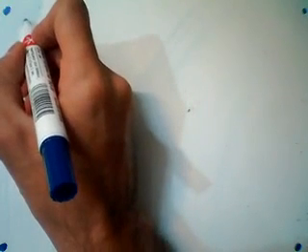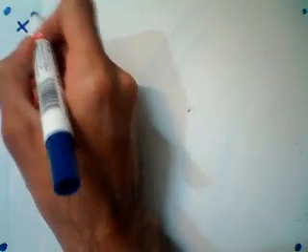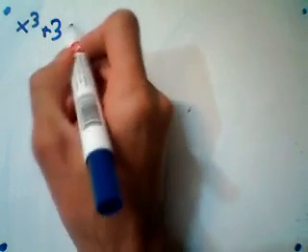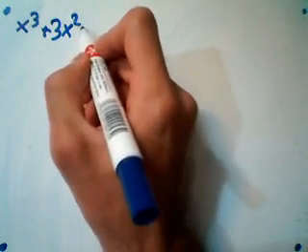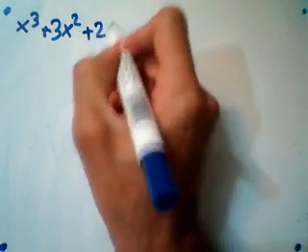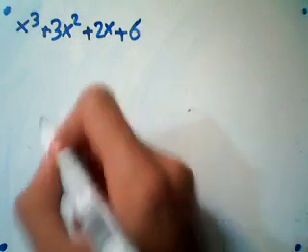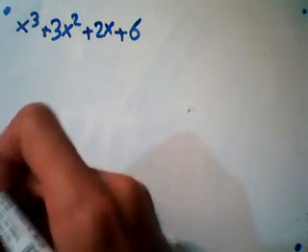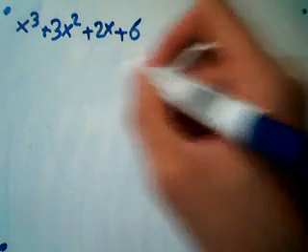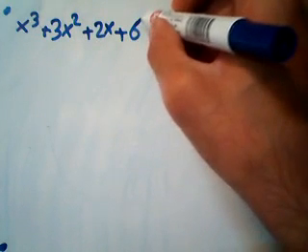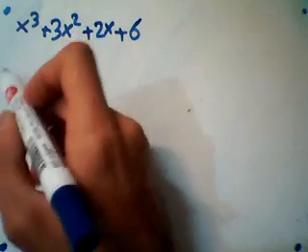Here's another example. Factor x cubed plus 3x squared plus 2x plus 6. Okay, let's try and substitute the divisors of 6.